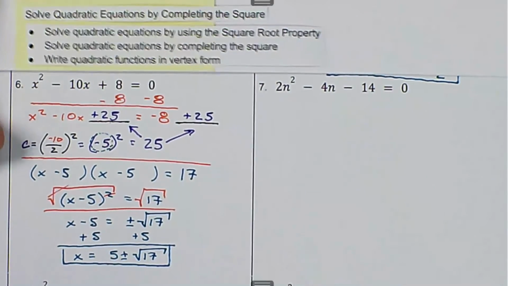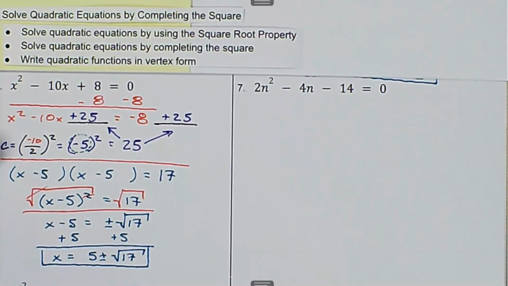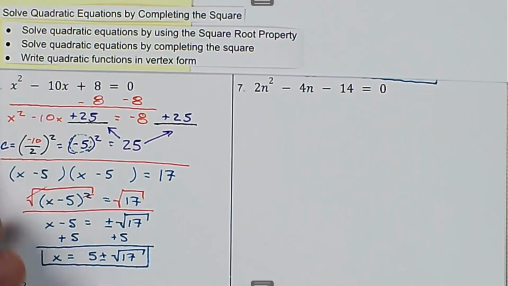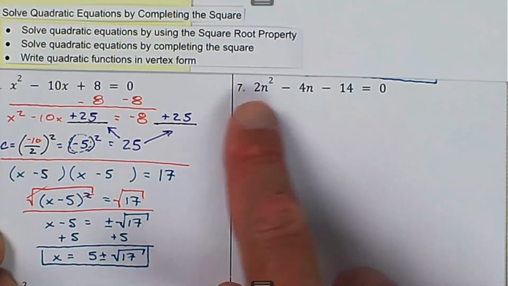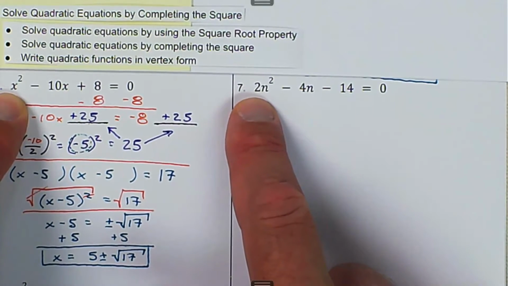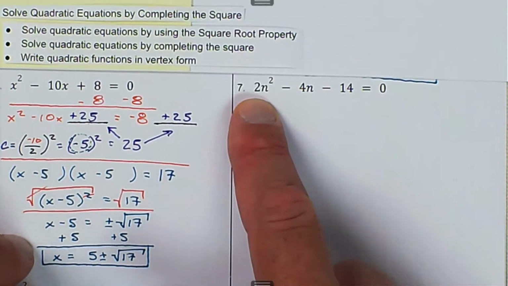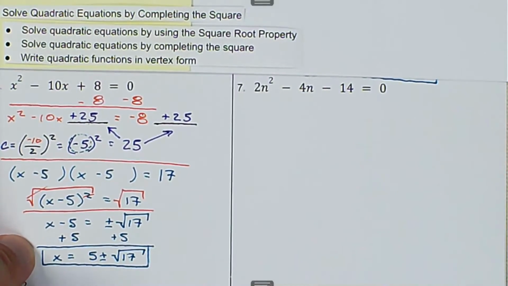Now we can look at number 7. So the difference between number 6 and number 7 here is our coefficient for number 7 is a 2, but we need it to be a coefficient of 1. So we're going to have to work with that to figure out what needs to happen to get that taken care of.